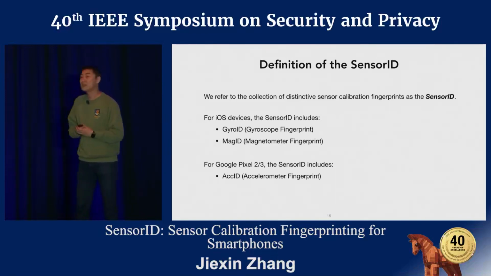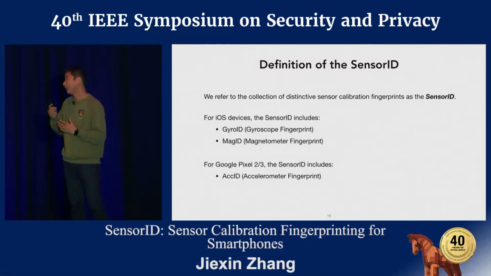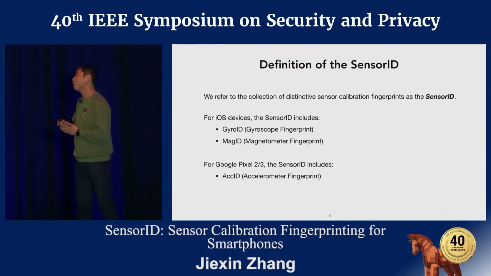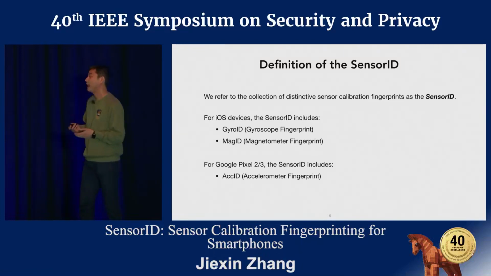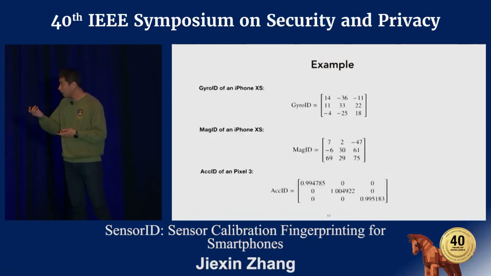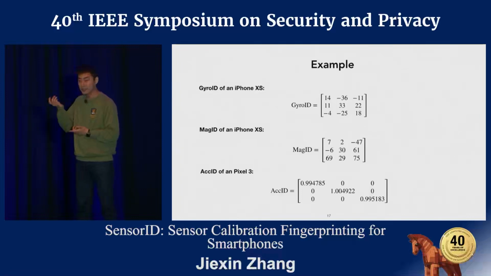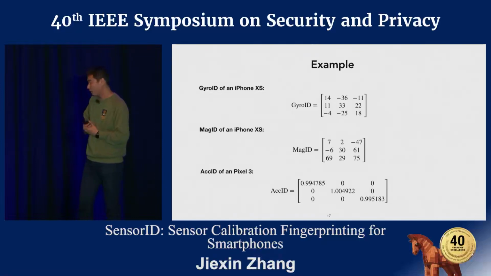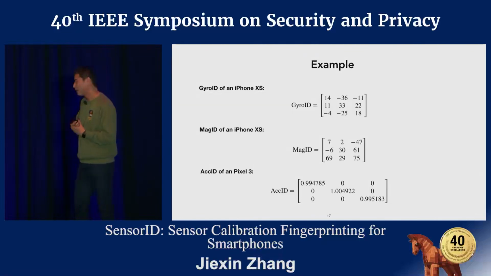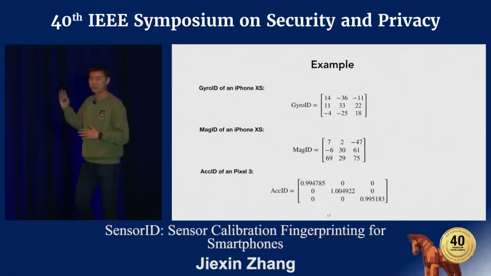We define the SensorID as a collection of distinctive sensor calibration fingerprints, which means for iOS devices, this includes both the gyro ID and the Mag ID. And for Google Pixel devices, it includes the Acc ID. And here is how these IDs look. One thing you can clearly notice here is that the Acc ID looks quite different from the other two.